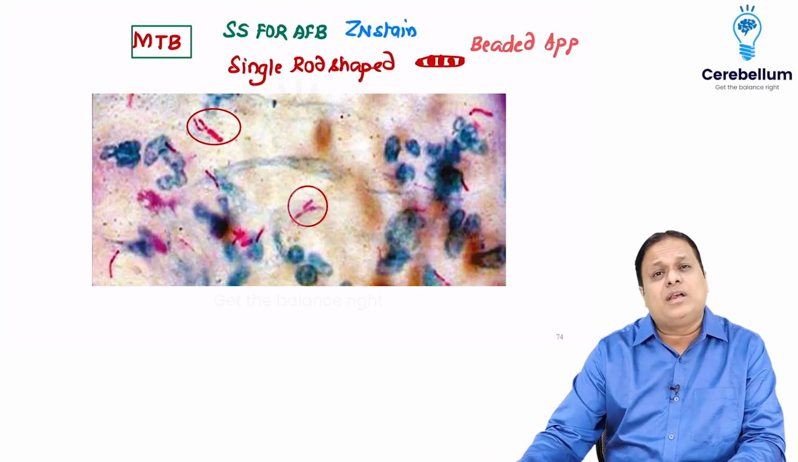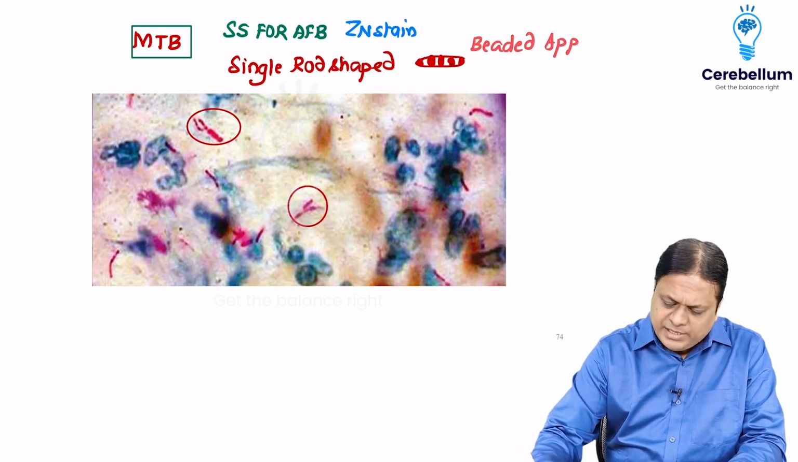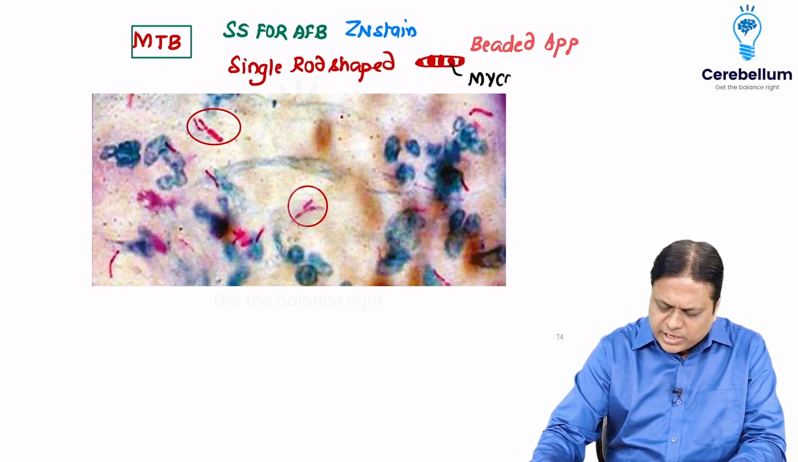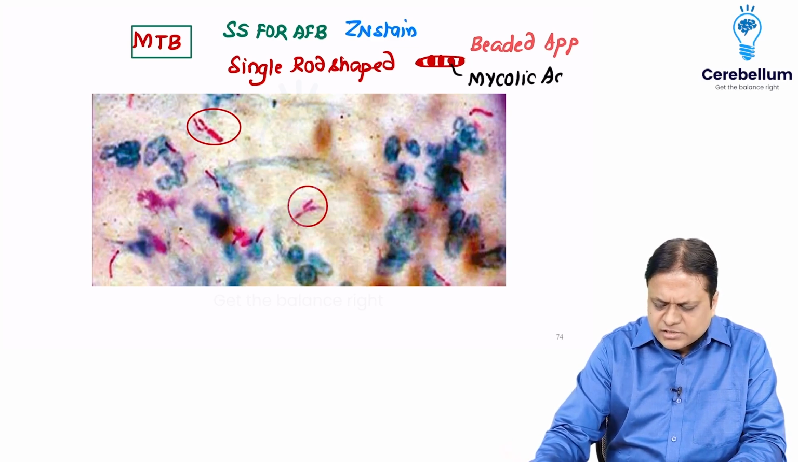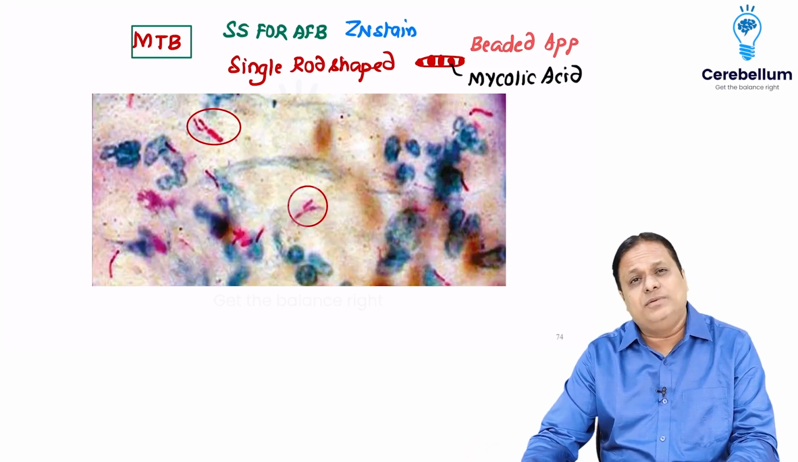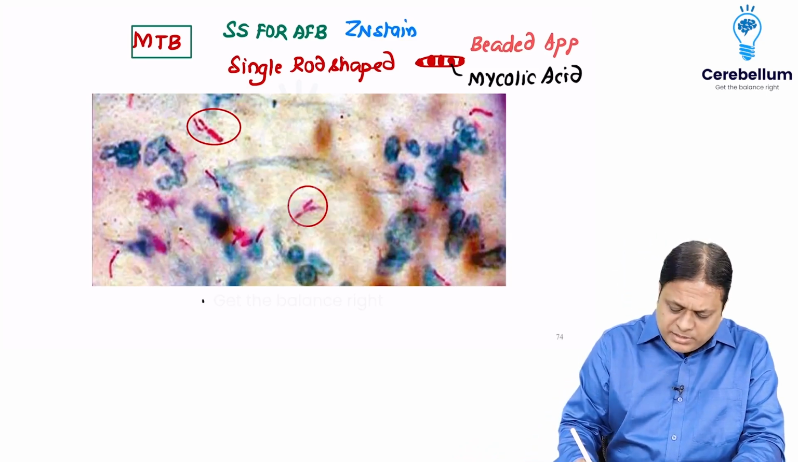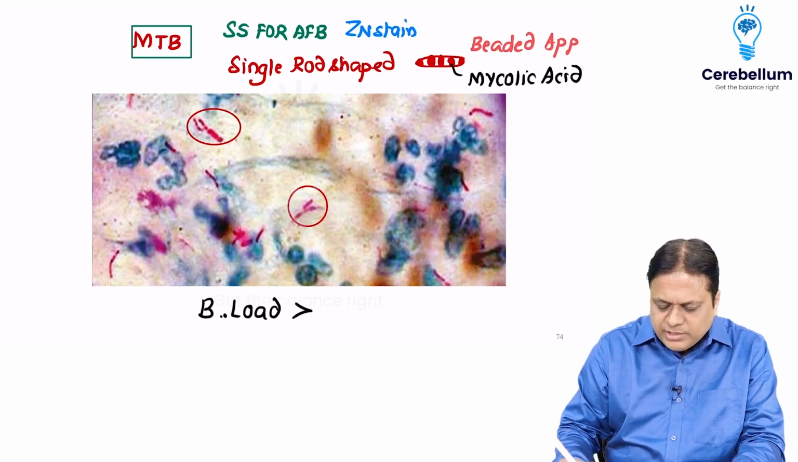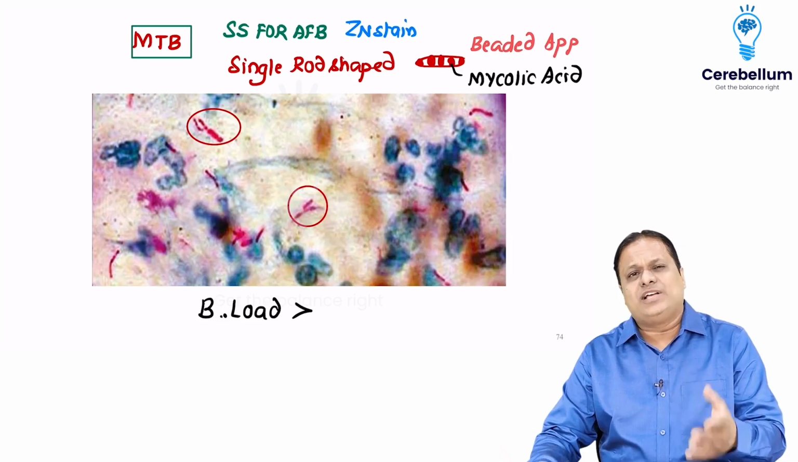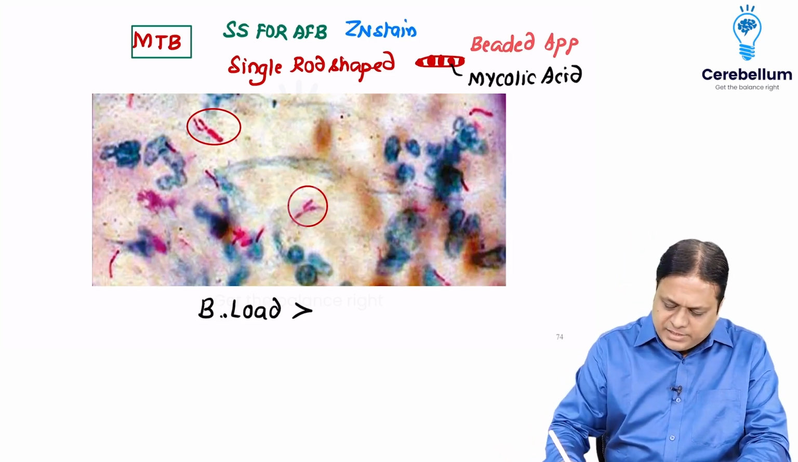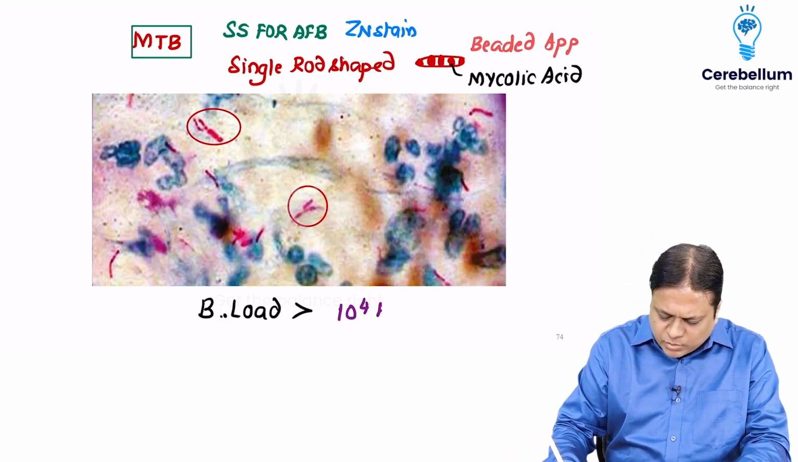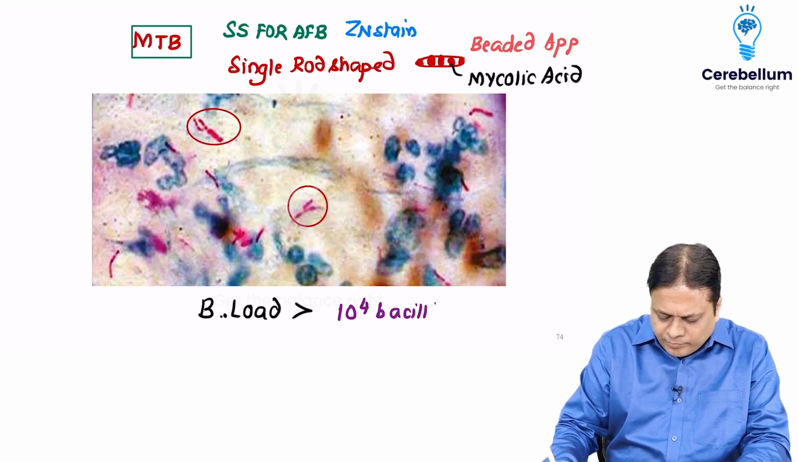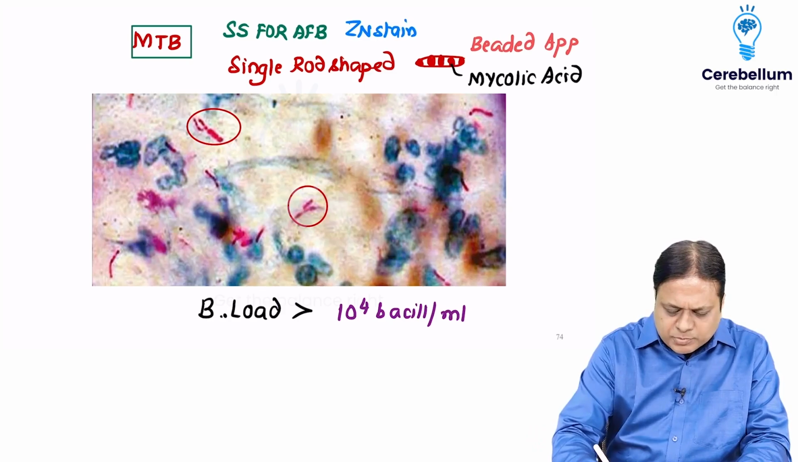And what is the chemical composition of this bead? It contains mycolic acid. So it stains faster and deeper than the rest of the bacilli. Also remember, the minimum bacillary load required for Zn stain to show acid fast bacilli of TB is 10 raised to power 4, 10,000 bacilli per ml of sputum.